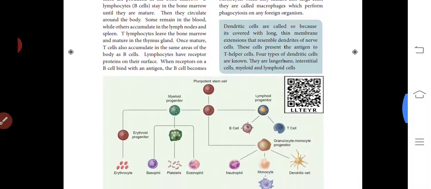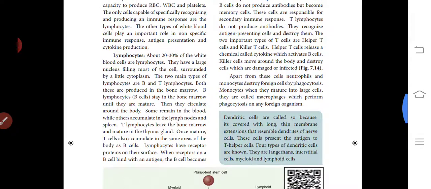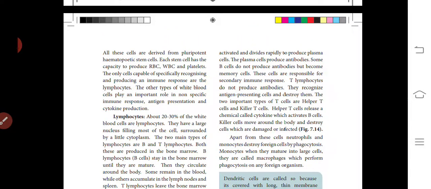Lymphocytes have receptor proteins on the surface. When the receptors of these B cells bind the antigens, the B cells become activated and gain the ability to produce plasma cells. The plasma cells produce antibodies. Some B cells do not produce antibodies but become memory cells. These cells are responsible for the secondary immune response.